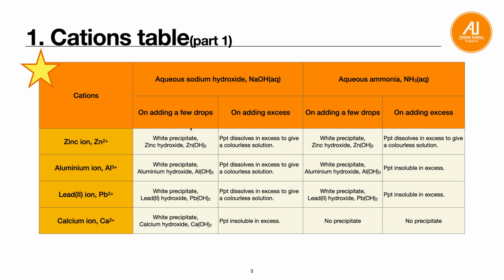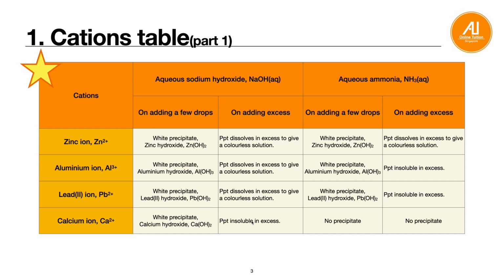Okay, and then in the second stage, after you add a few drops, you add in excess. So you see whether the PPT actually dissolves in excess. For zinc, aluminium, and lead, these 3 ions will actually dissolve in excess to give you a colorless solution. So just take note of this. If it's soluble, you have to say what color solution it gives in the end. So whether it's PPT, what PPT, and can it dissolve? If it's dissolved, what color is the solution? Basically there are 3 points. But for calcium ion, if it's insoluble, then you just say it's insoluble in excess.